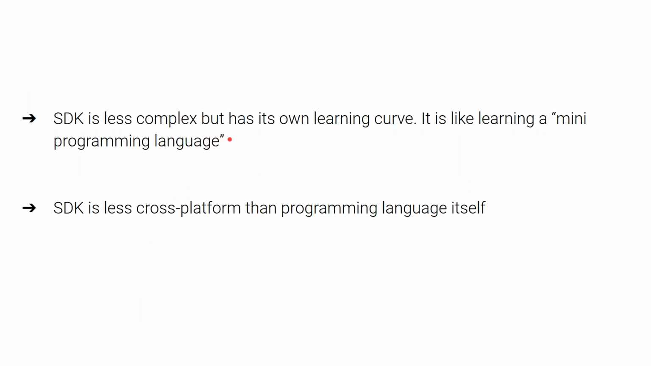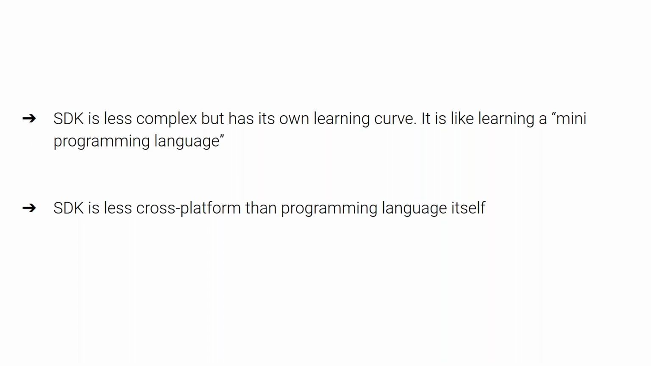And an SDK is less complex compared to a programming language, but it has its own learning curve. It is more like learning a mini programming language. You can think you are learning a very mini version of the Python language. An SDK is less cross-platform than the programming language itself. For example, we have the Amazon platform and we have the Google platform also for the cloud. And if you are learning the Azure SDK, it will not work on Google or Amazon. But if you know the Python language, it will work anywhere, on all the platforms.